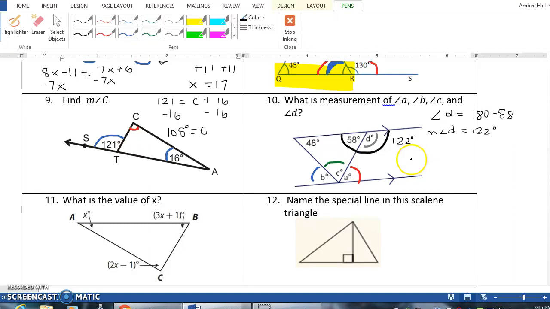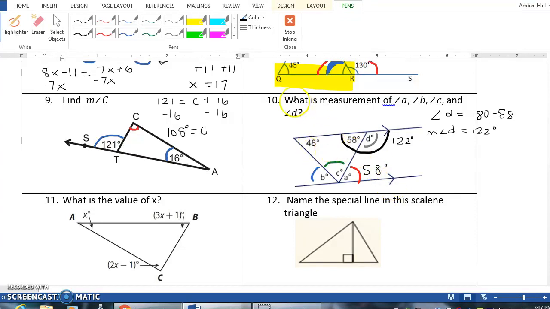Now, the other thing I notice about this problem is I have parallel lines right here. So I know that two parallel lines cut by a transversal create different angle relationships. And right here, if you look at angle A and this 58 degrees, I know that those are alternate interior angles. And from my last unit, I know that alternate interior angles are congruent. Therefore, the measure of angle A is also 58 degrees.